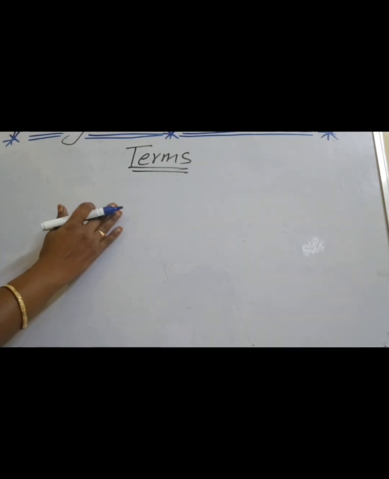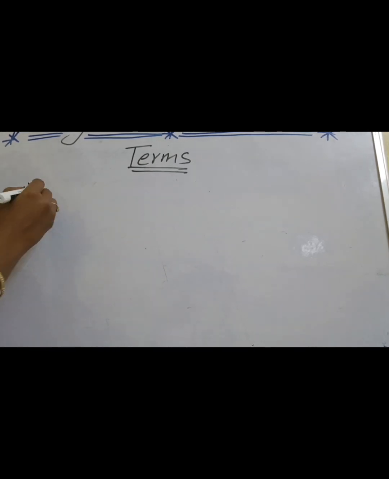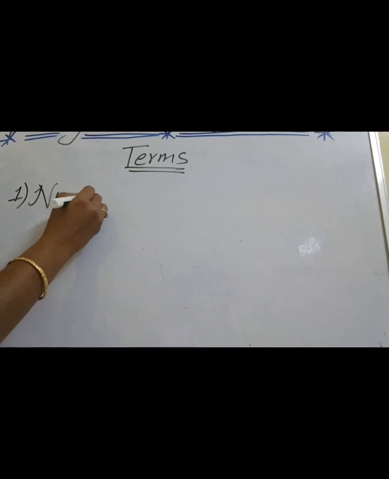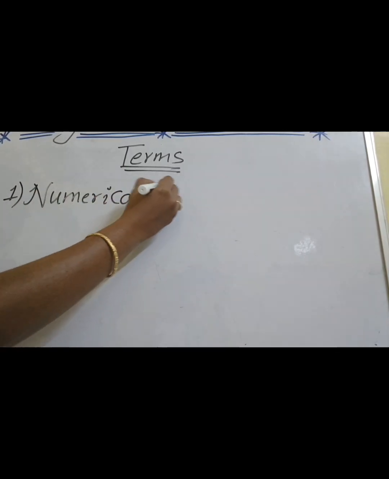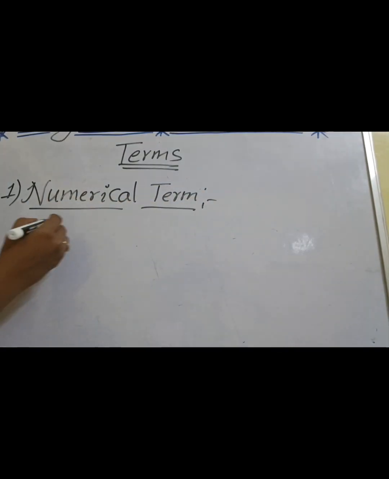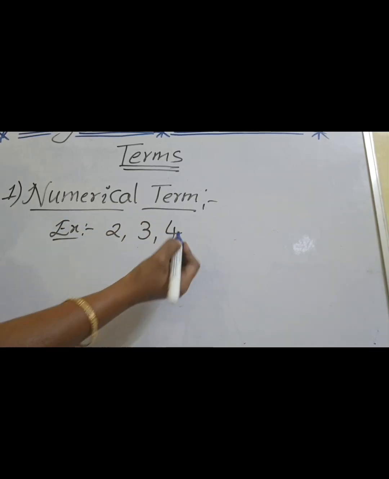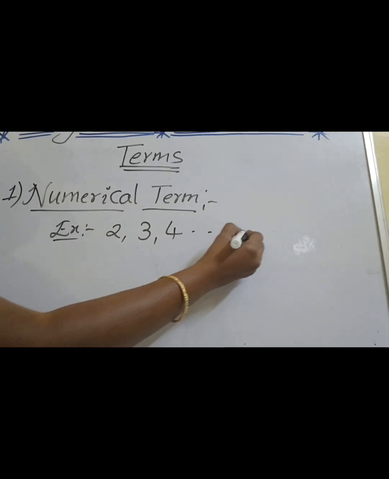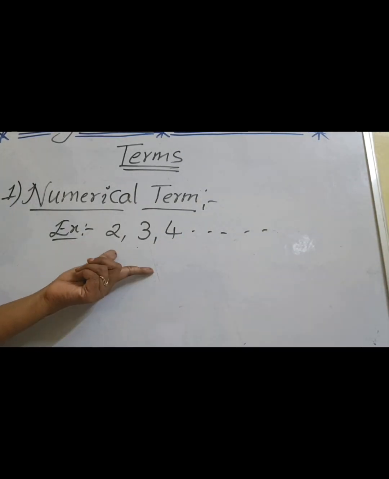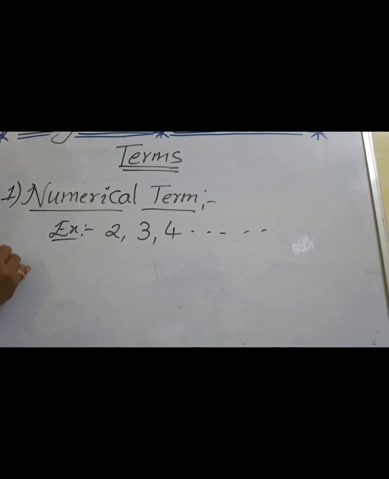Next, in these terms we can see 2 types of terms, children. The first type is numerical terms. What is this numerical term? Numerical terms are nothing but, for example, 2, 3, 4. These are all what, children? Numerical terms. Clear? These we can also call constants as well as numerals. That's what I can say about a numerical term.